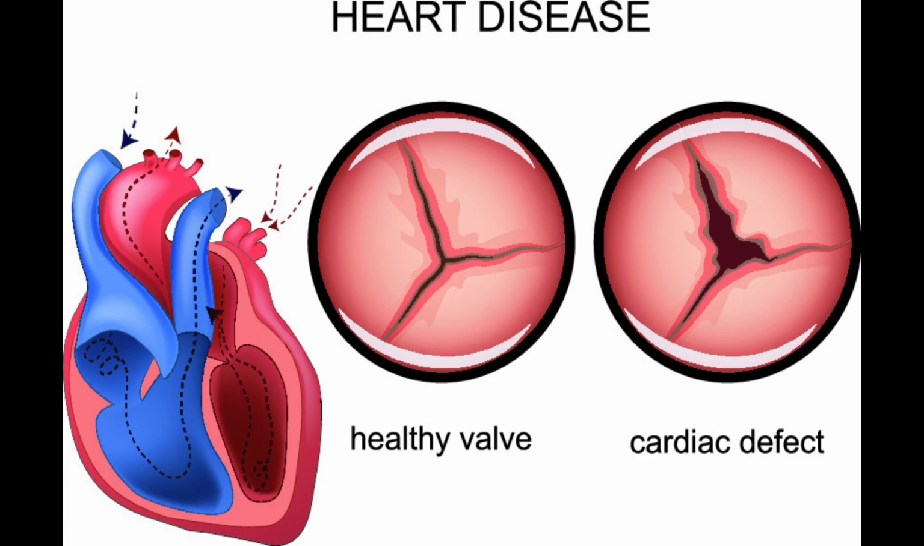In this picture here, on the left, you will see a healthy valve, and on the right, you will see a non-healthy valve. On the right, the non-healthy valve can either not open all the way or not close all the way, causing a heart defect, which affects the blood flow through the heart.